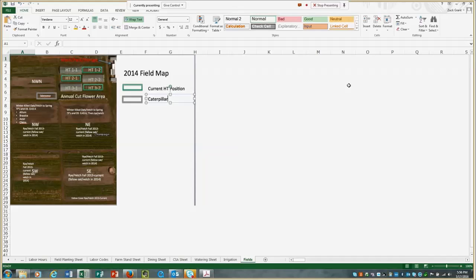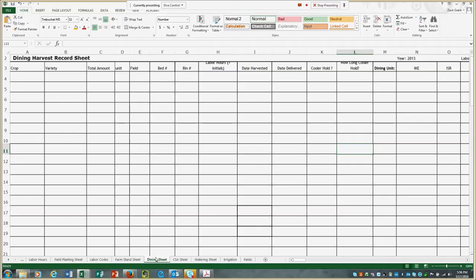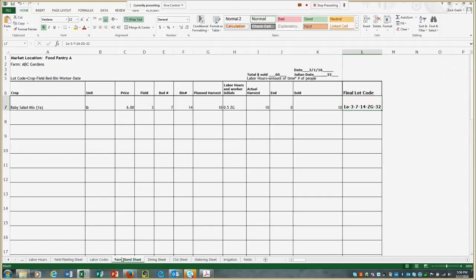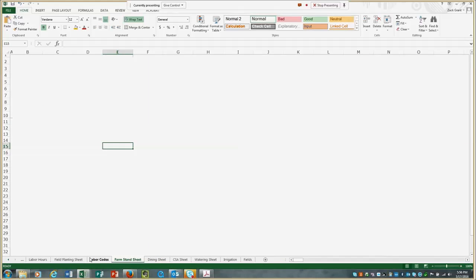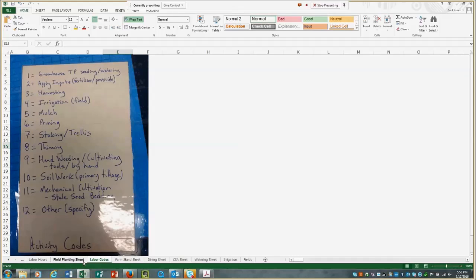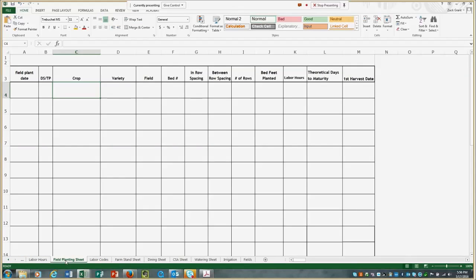It has a number of different sheets, and again, you can just adapt these to however you want to adapt it for your particular setup. But it's just nice to have a physical sheet of something to write this information down, and then later you can capture it in your spreadsheet for planning purposes later.